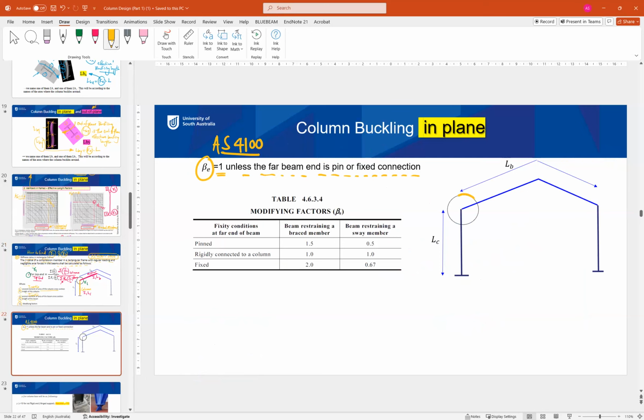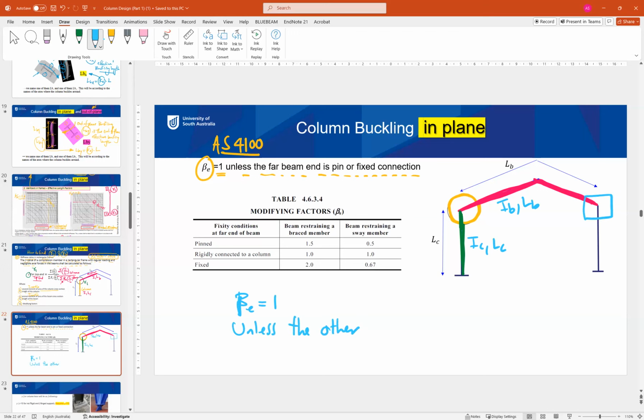So if we are studying this point here, we again need the properties of this rafter and the properties of this column. Now if we know IB and LB, IC and LC, we still need to find beta E. Beta E is usually equal to 1 unless the other end of the beam, the far end, is bent or fixed connection.